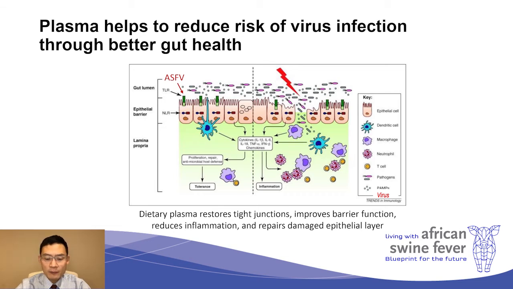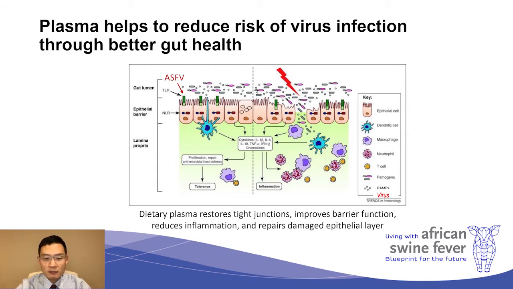We have a lot of papers in the literature showing plasma protein can improve tight junctions, improve barrier function, reduce inflammation, and actually repair the damaged epithelial layers as well. So plasma protein plays a very unique role in keeping the epithelial layer healthy, or even when damage happens, the plasma can help restore the damaged epithelial layer back to normal quicker than control. This is a very unique role plasma can play to improve gut health.